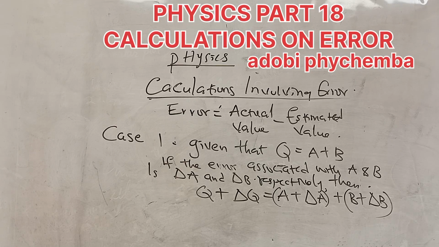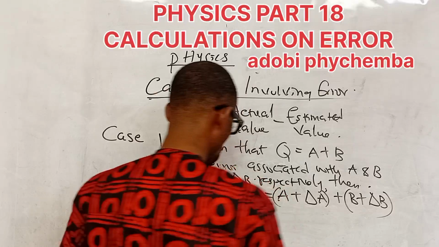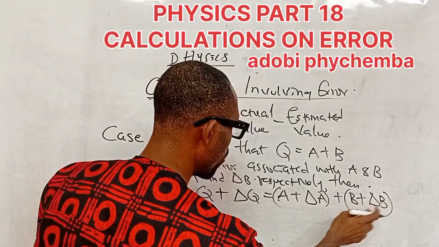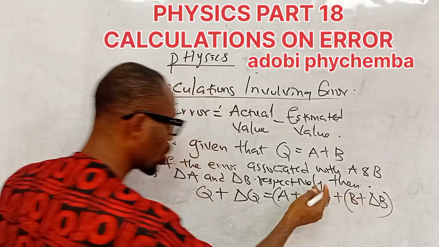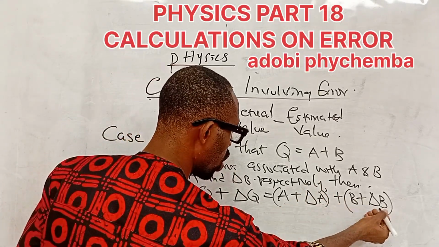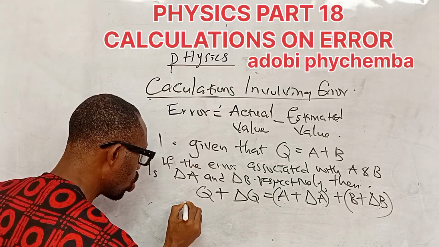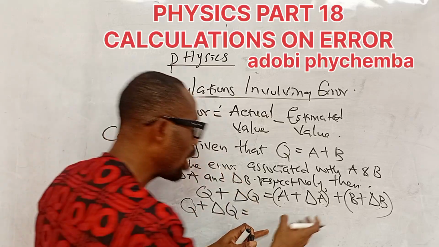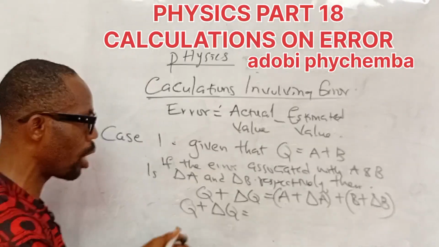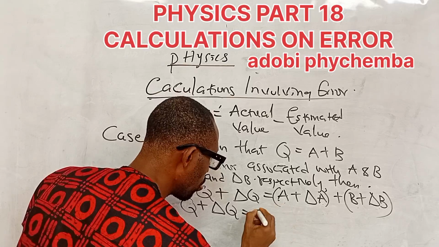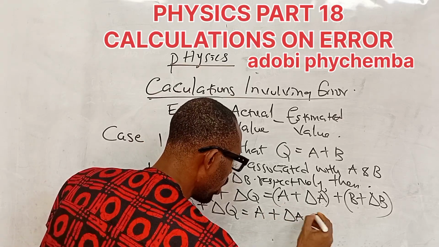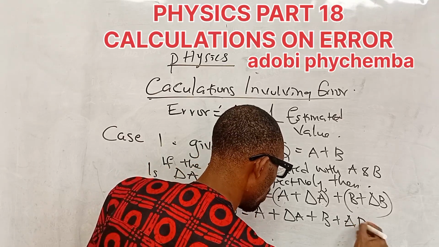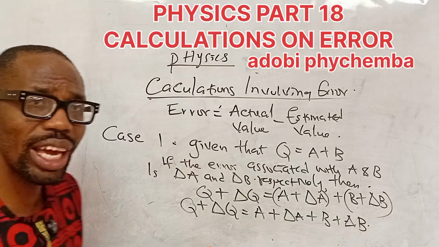One more step down. So you now have Q plus change in Q equals A plus change in A plus B plus change in B. These are the errors associated with A, change in A, and with B, change in B. So what do we do next? Q plus change in Q will be equal to, now let's break this out, let's expand it so that we can get our final result. A plus change in A plus B plus change in B. Okay, so the next thing we need to do here is to collect like terms.